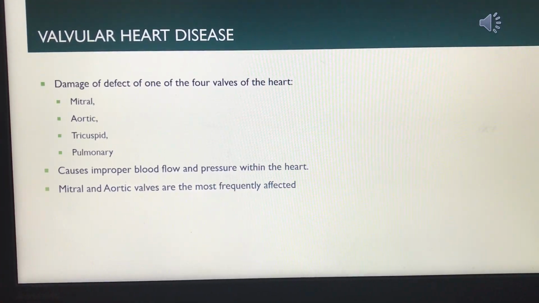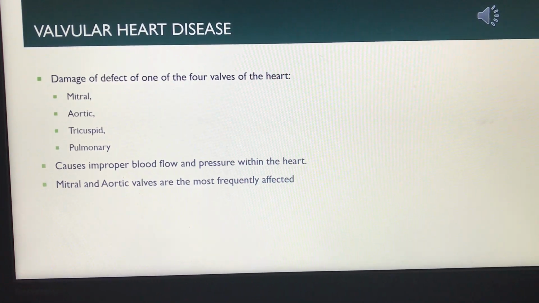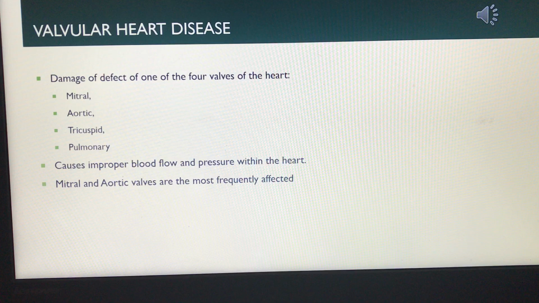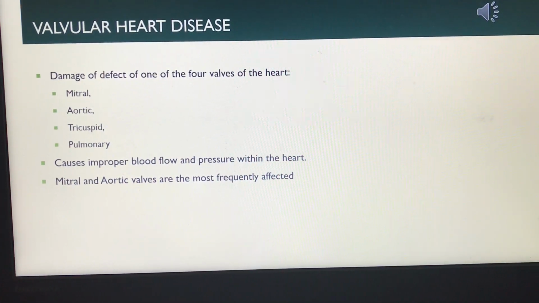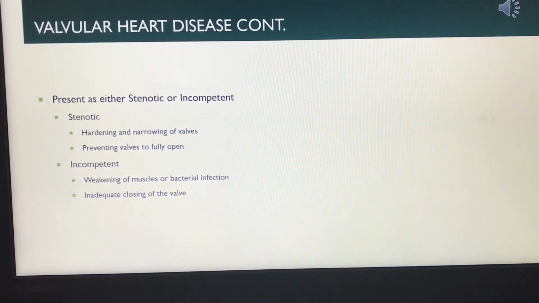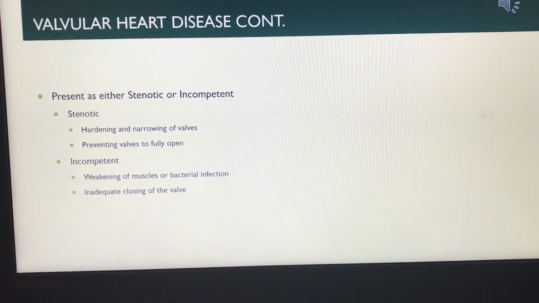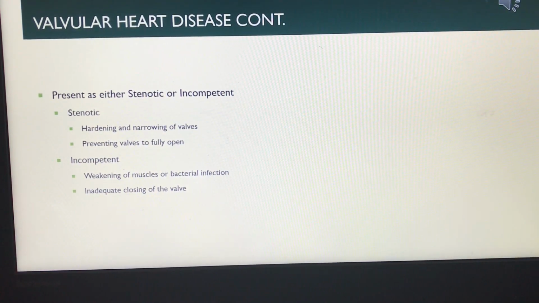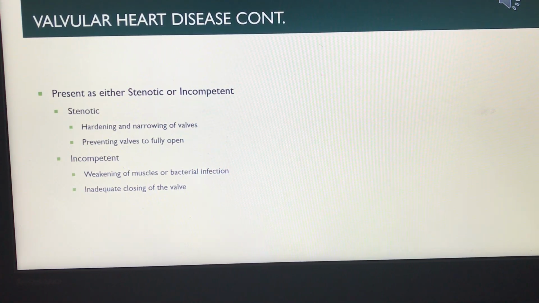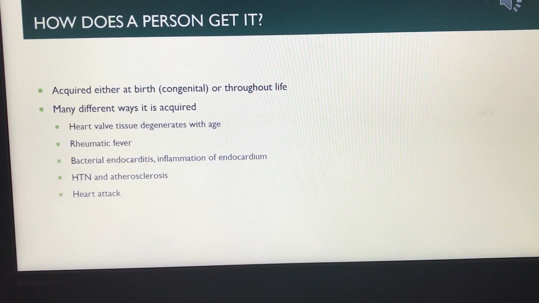Valvular heart disease is damage or defect of one of the four valves, which are the mitral, aortic, tricuspid, or pulmonary, and it causes improper blood flow and pressure within the heart. Mitral and aortic valves are the most frequently affected. Valvular heart disease can present as either stenotic or incompetent. Stenotic is hardening or narrowing of valves, which prevents the valves from fully opening. Incompetent is weakening of the muscles or a bacterial infection, which causes inadequate closing of the valve.